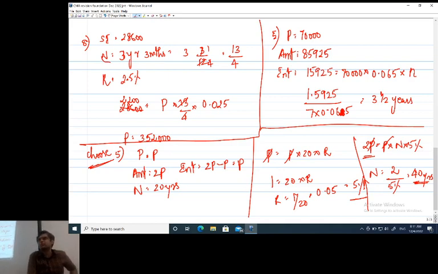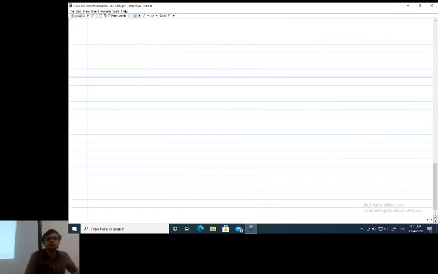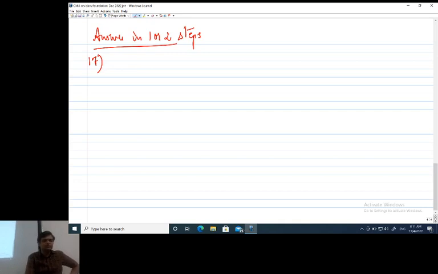Try out the 17th problem, similar to the 5th problem. Answer the following in 1 or 2 steps. 17th problem. A certain sum of money becomes 3 times in 12 years. So if I invest principal, my amount becomes 3P. Find the rate.